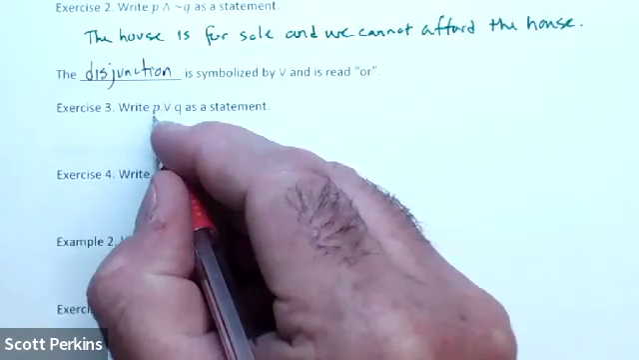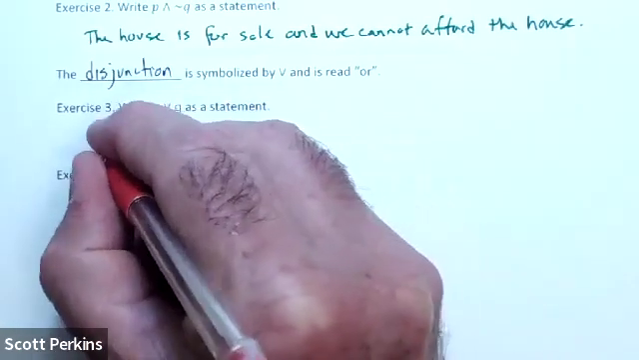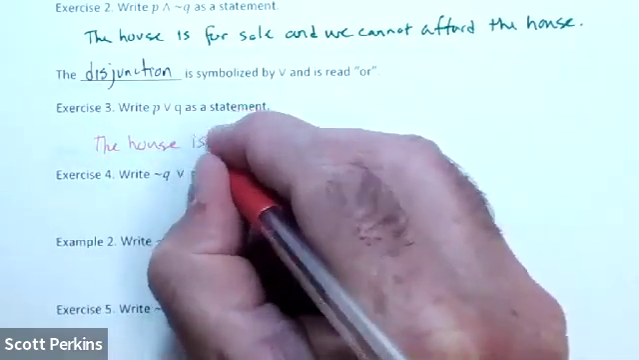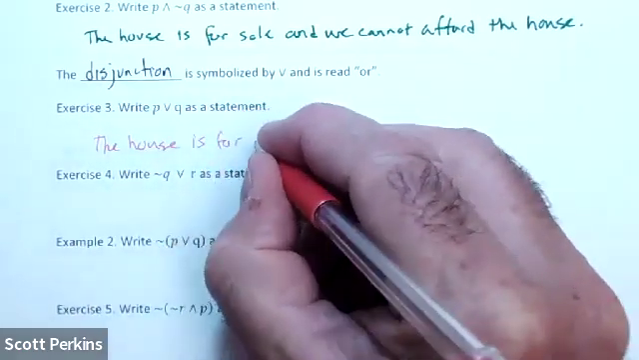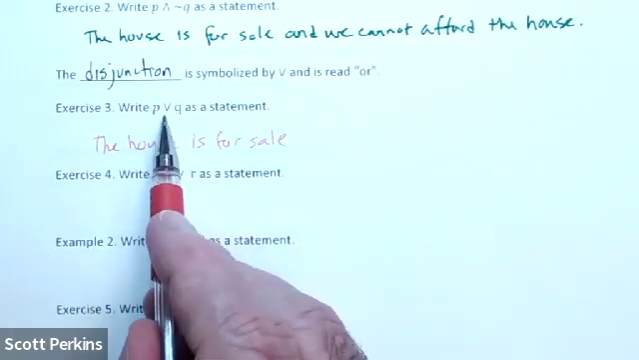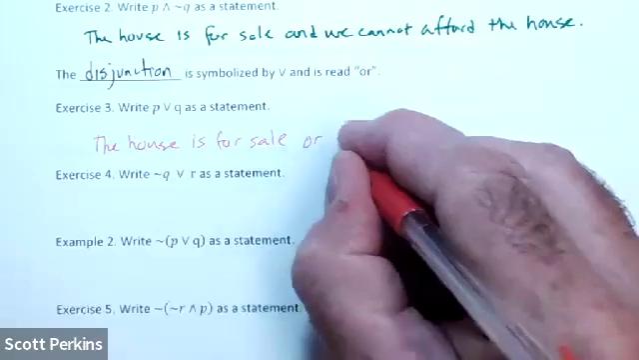All right, so the statement P is the house is for sale. We've seen that several times. We're going to see it several more times. Sorry about the repetitive nature. But this time I have got the disjunction right there. So I'm going to say, or we can afford the house.